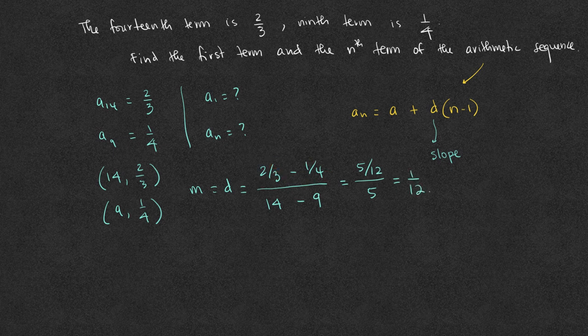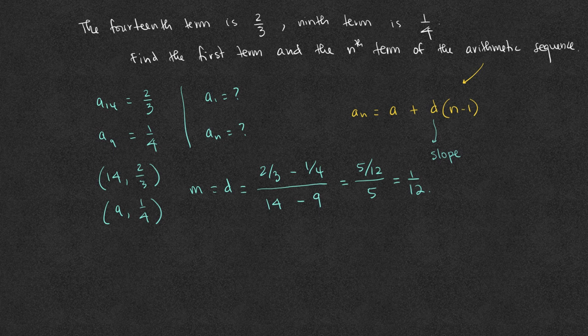2/3 minus 1/4, the common denominator is 12. And so we would multiply 2 times 4. 2 times 4 is 8. And then 4 times 3, 12. 1 times 3 is 3. 8 minus 3 is 5 in the numerator. And 12 is the common denominator. In the denominator, 14 minus 9 is 5. And so d is 1 over 12.